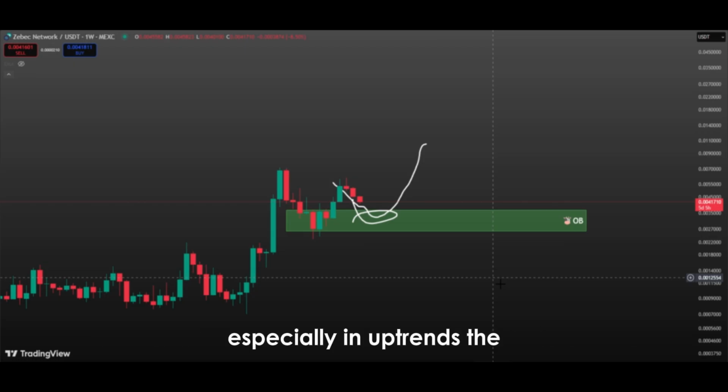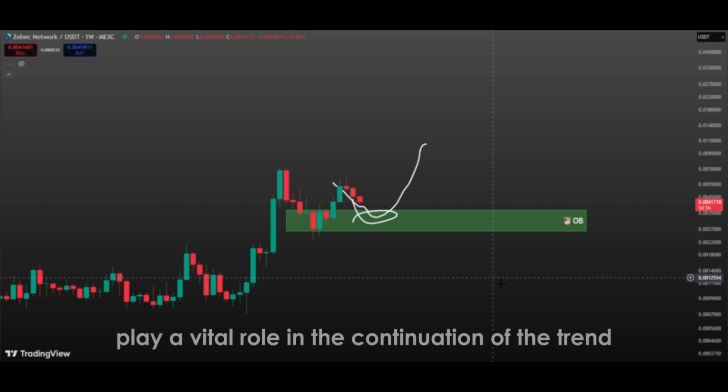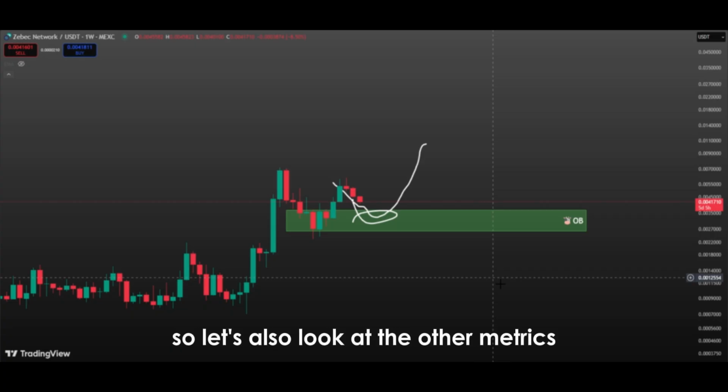Especially in uptrends, the importance of these blocks increases even more because the reactions taken from these levels play a vital role in the continuation of the trend. But we can't make a decision based only on the order block, so let's also look at the other metrics.